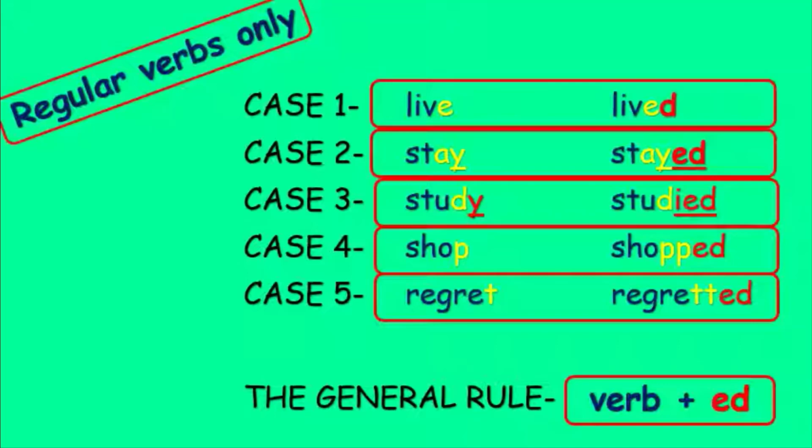Case number 4. The verb has one syllable only and one vowel. So we double the consonant at the end and we add ed. Shop, shopped. Number 5. The verb has two syllables. Regret. And the stress is on the second syllable. Regret. So the form is regretted. We double the last consonant and we add ed. Now, apart from these 5 cases, the general rule is verb plus ed, without making any changes.